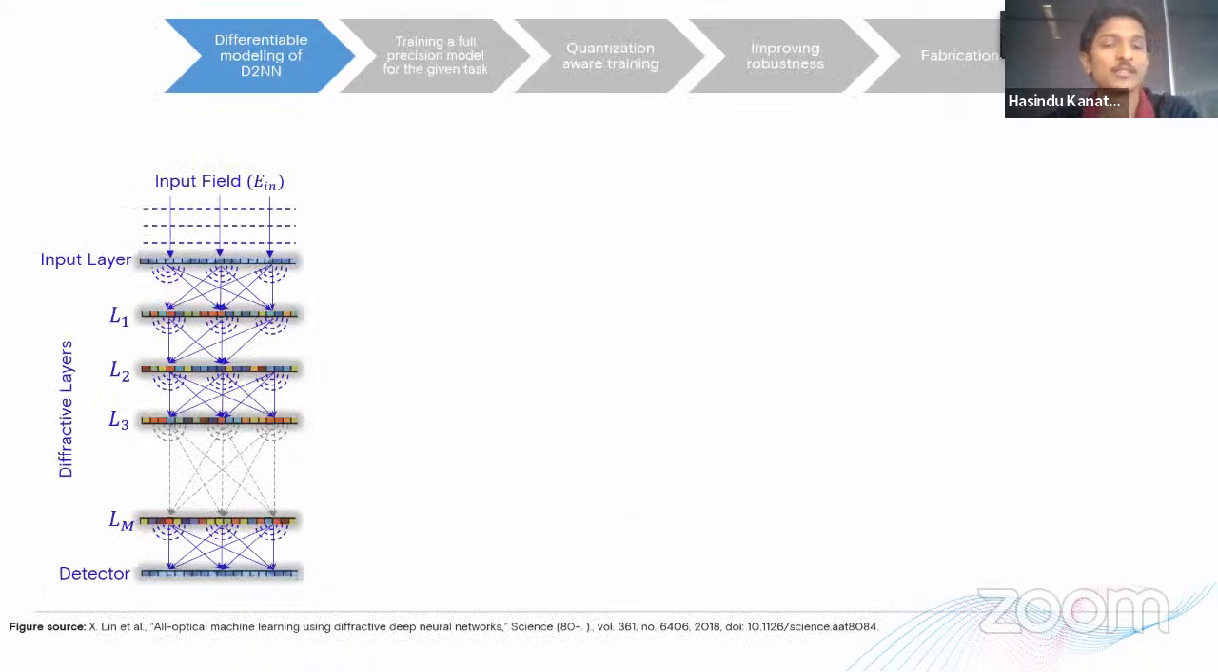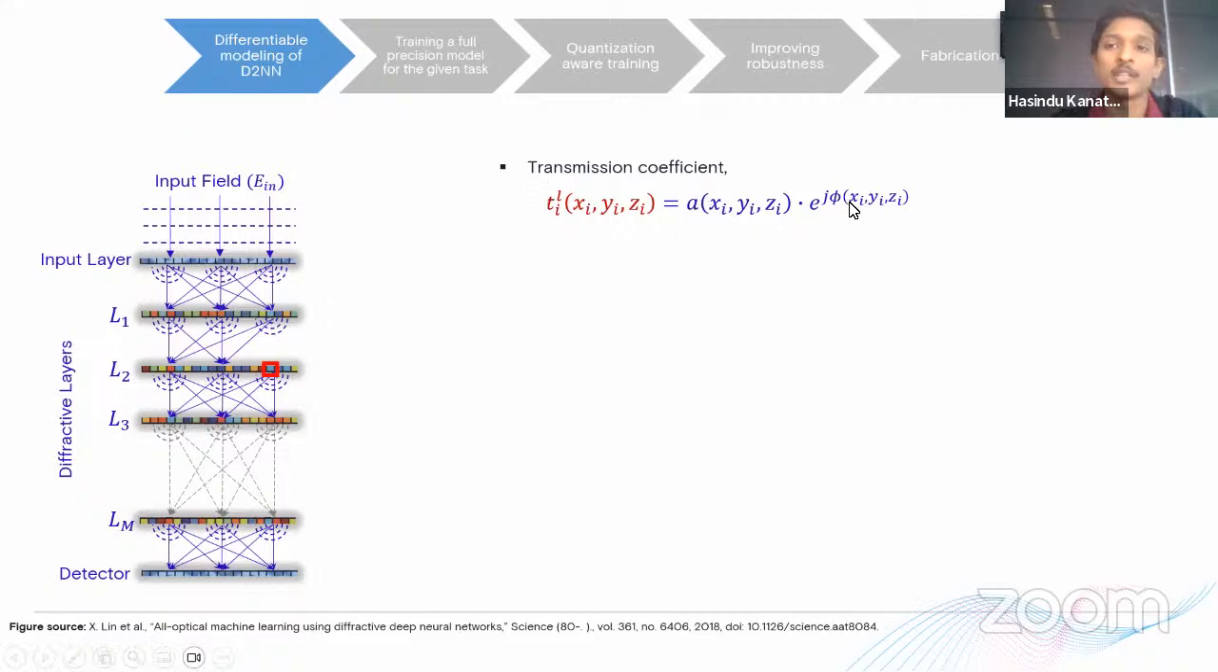First of all, I'll give an idea about how to differentiably model a D2NN. If we consider a D2NN like this, which has M layers, an incoming field, and a detector to capture the output, and we consider a neuron in one of these layers, each of these neurons has a complex transmission coefficient, with an amplitude and a phase coefficient. These are the parameters that we are optimizing in a D2NN to do a given task.